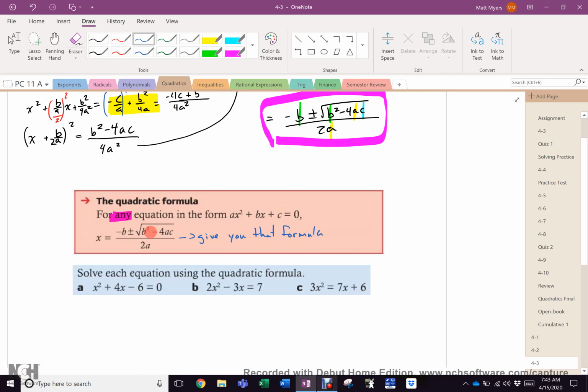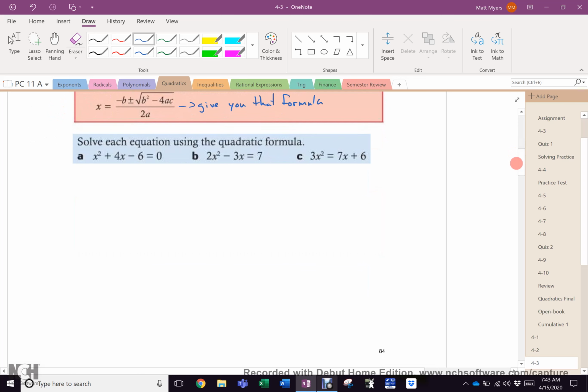Now, the problem with it is it's a little messy, and sometimes kids screw it up because there's a negative b at the beginning and blah, blah, blah. So if you can factor, you should. If the complete the square is easy, there's no number out front, and it's an even b, go ahead and complete the square. But sometimes you're stuck with this. So let's use it. It's pretty easy to use.